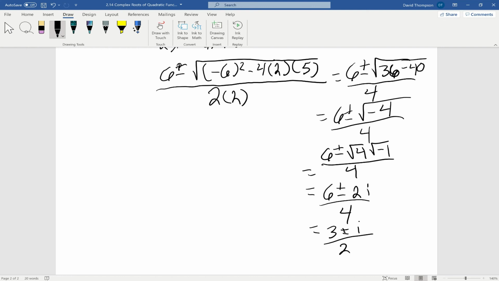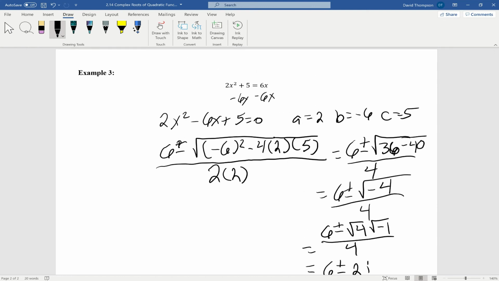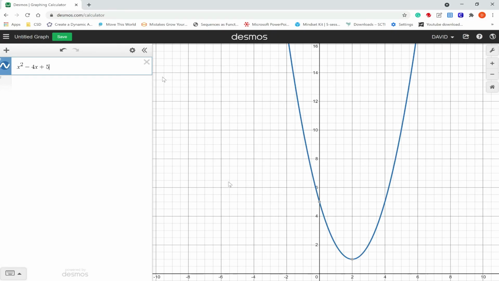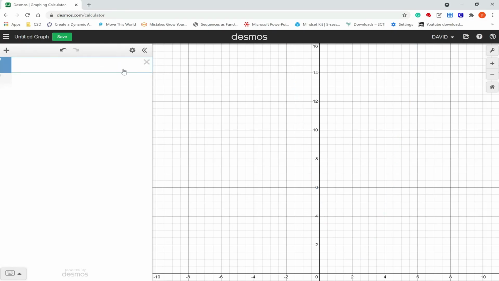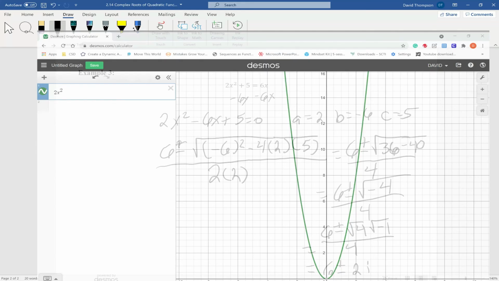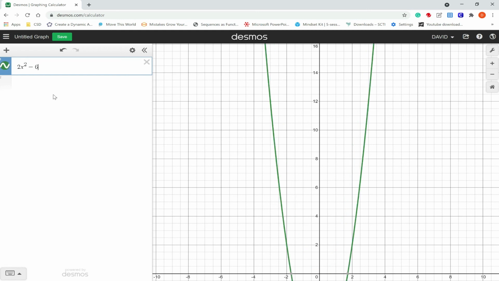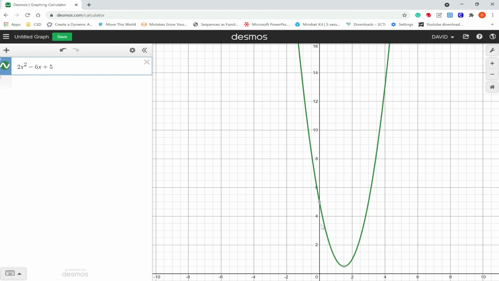And we are done. If we want to see what this would look like on the graphing calculator, we can just enter this into Desmos. So we'd have 2x squared minus 6x plus 5. And we can see that it does not cross the x-axis at all, so we are done solving this problem.